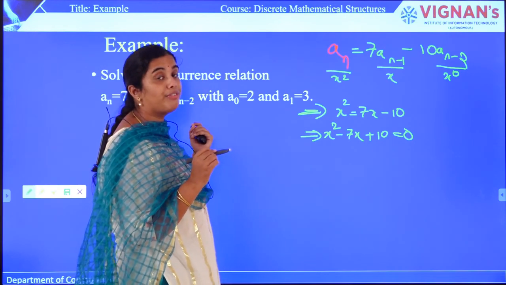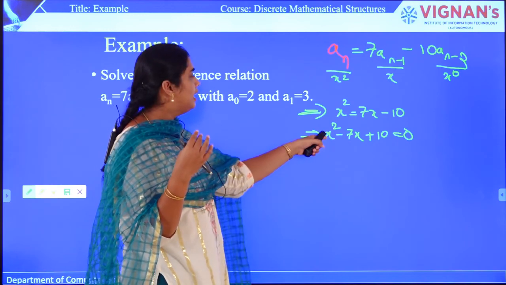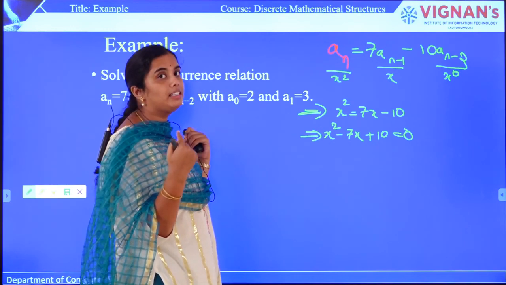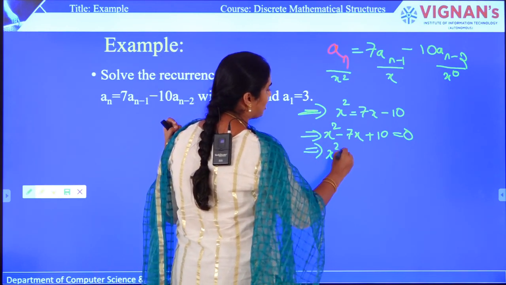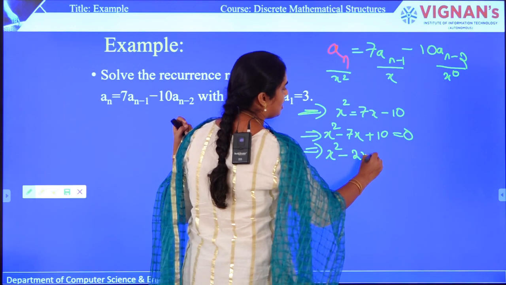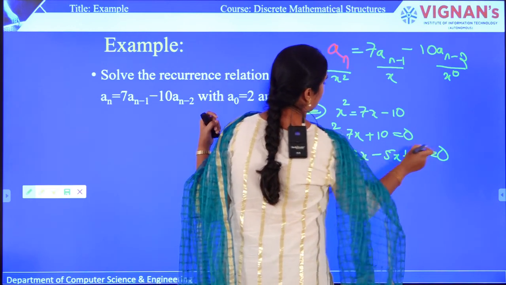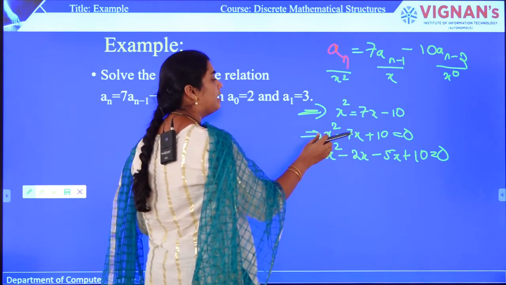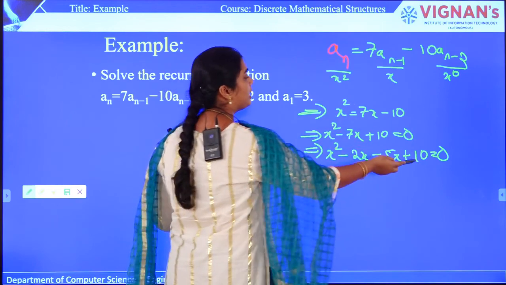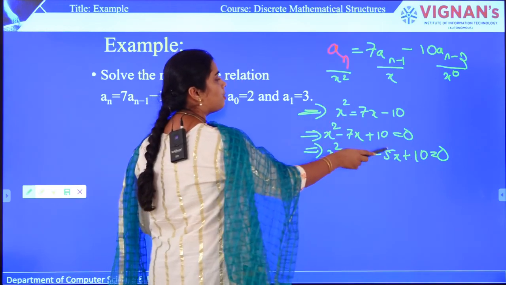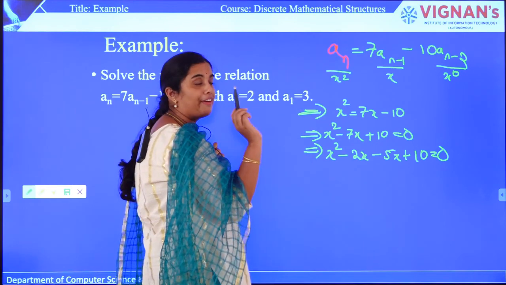Now, we need to find the roots. So, how do we find the roots? Just by knowing the factors of 10 and 7, we need to find the roots. That is basic math, so no need to explain that one. So, the roots of this equation will be x^2 - 2x - 5x + 10 = 0. Why have I taken these two only? Because 2 plus 5 will give me 7 and 2 into 5 will give me 10, and the negative and positive conditions are also obeyed. So, I have taken these two as the perfect roots.